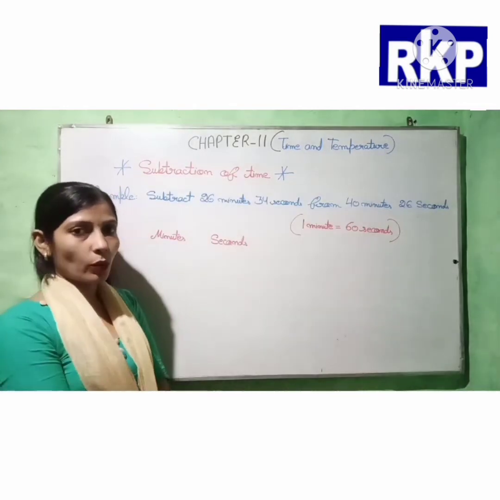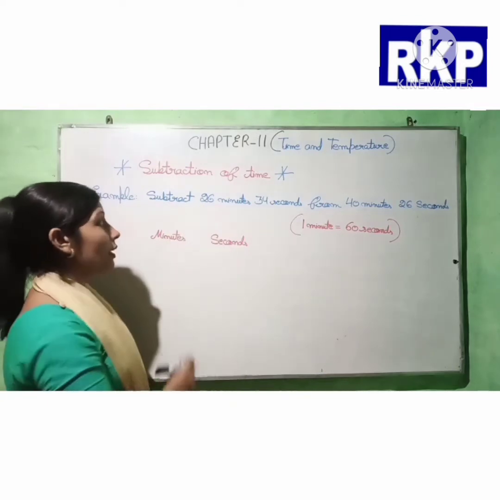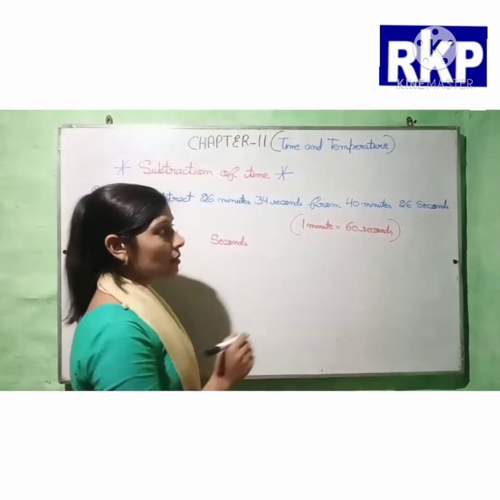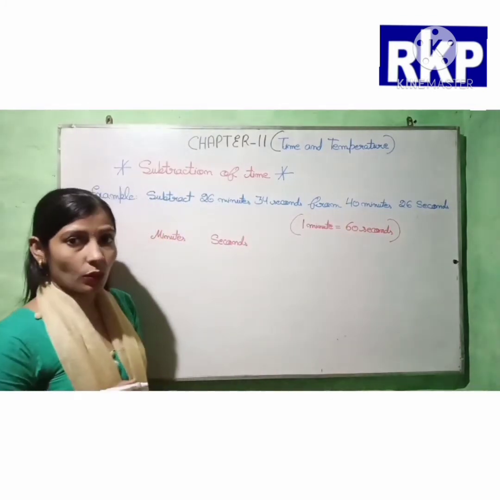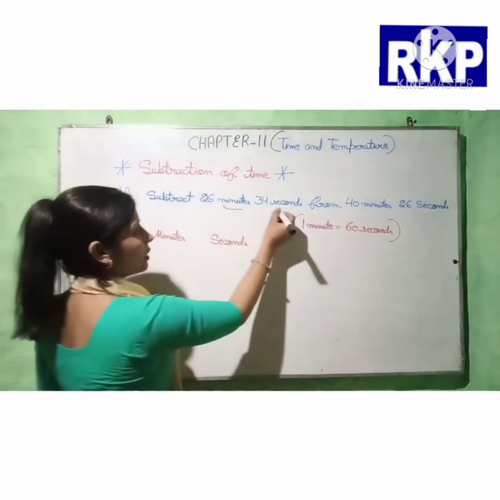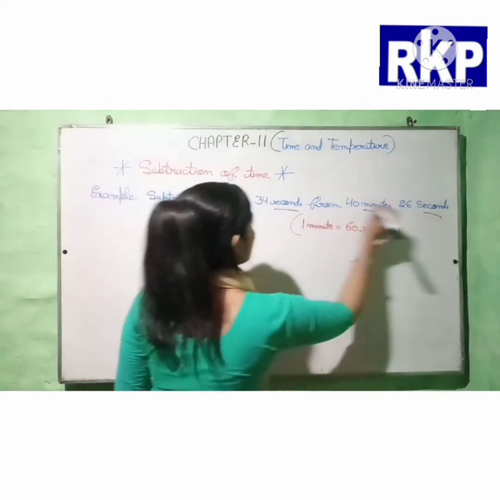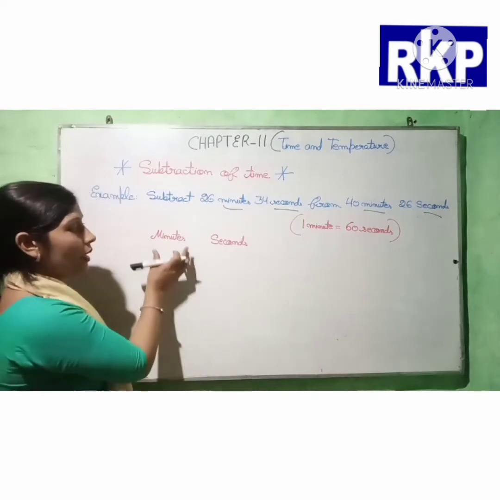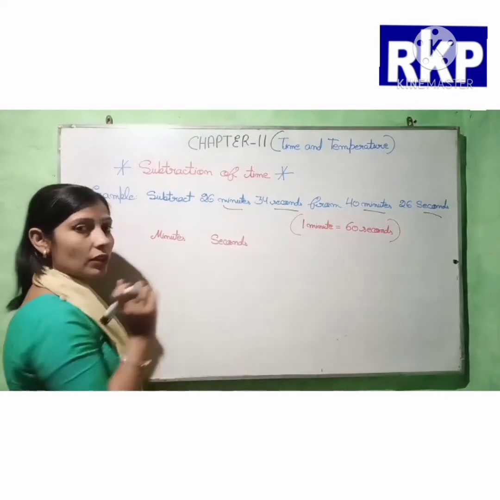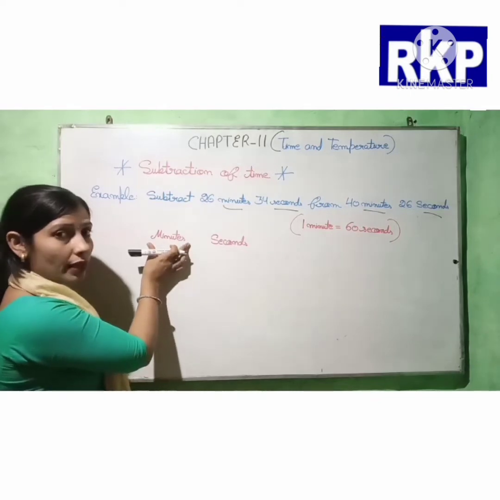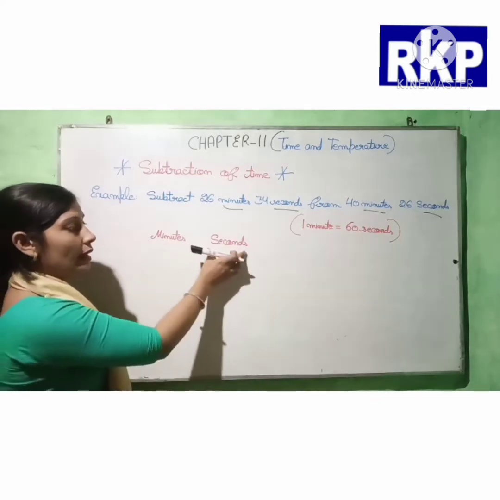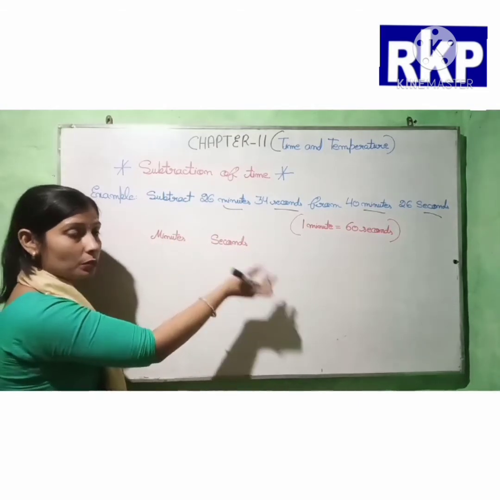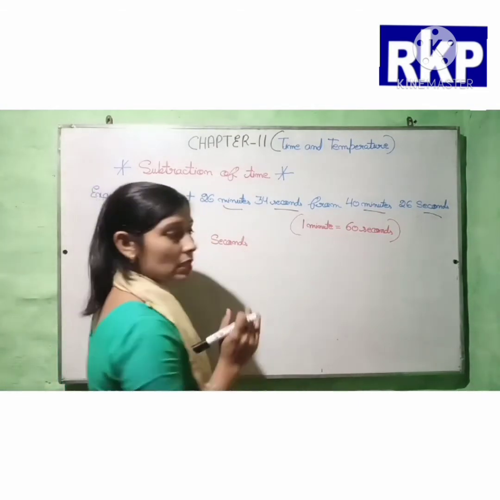Friends, let us take one more example. Here we have to subtract 26 minutes 34 seconds from 40 minutes 26 seconds. Okay, so here beta you can see we have two units, minutes and seconds. So here also first of all we have to write these given units. Okay, and first of all we have to write the greater unit and then the smaller unit, and minute is greater than second because 1 minute is equal to 60 seconds.